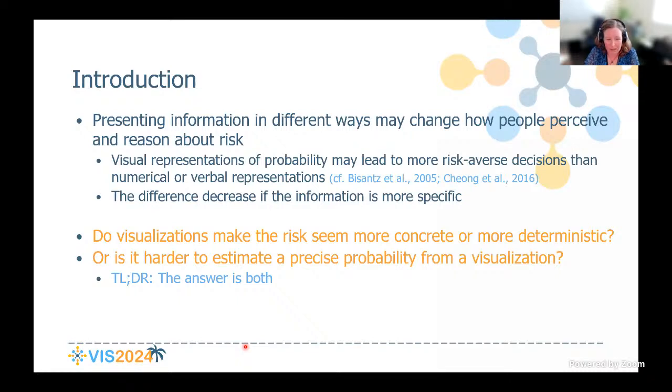And so in my lab at Sandia, we've been doing a line of research related to how to represent risks from wildfires. For our work, it was important to dig in and figure out the reasons behind this effect, because if visualizations tend to make people lean towards more risk-averse decisions, we don't want to unintentionally bias people. And so we decided to do some work to figure out which of these factors was leading people to make more risk-averse decisions with visualizations. And the short answer is it's both, but I'll describe our studies and explain how we got to that answer.